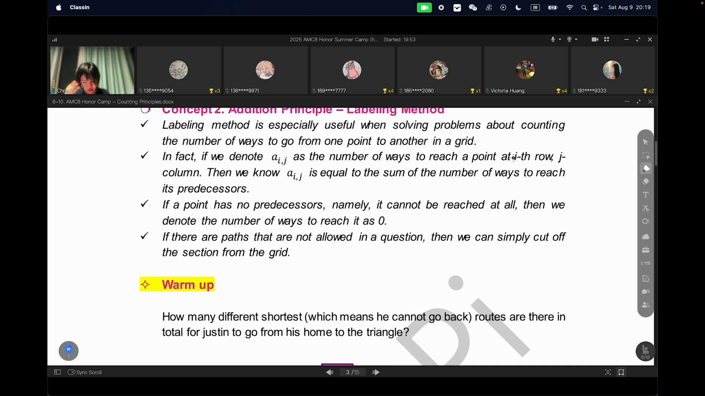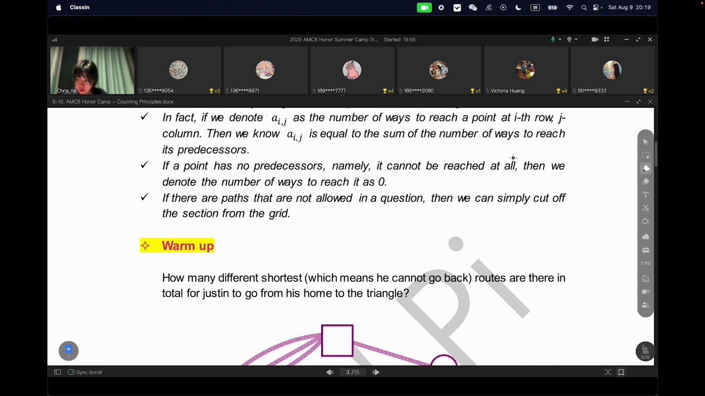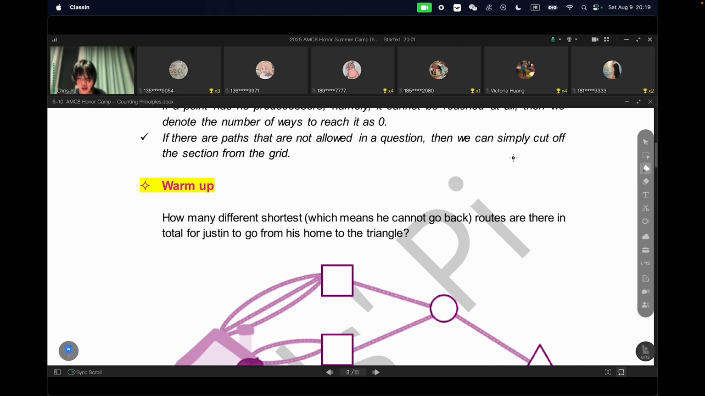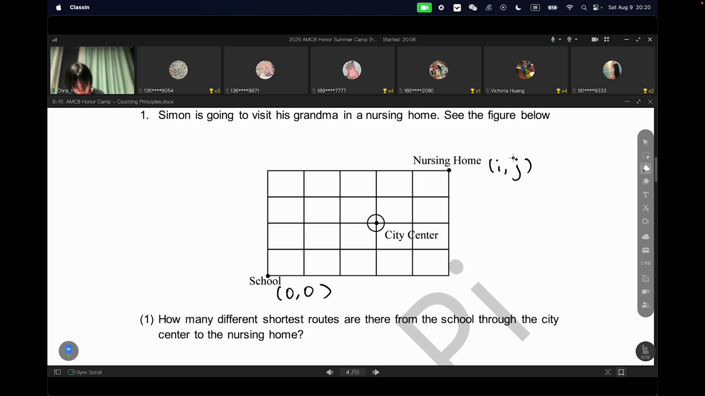Then a_ij is equal to the sum of the number of ways to reach its predecessors. But if a point has no predecessors, namely it cannot be reached at all, then we denote the number of ways to reach it as 0. So we can't reach the point that we already started from, so that's going to be marked as 0. And these will all be marked as 1 because there is one way to get to it from the shortest distance. So it will look something like this. Then I'll explain more when we actually get to the problem.